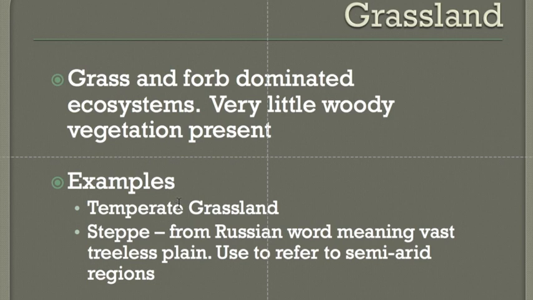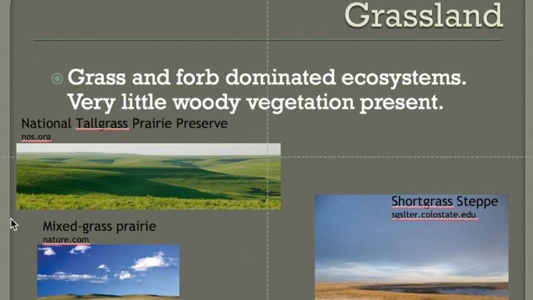The two examples I'm going to give you are a temperate grassland, which much of the grasslands we have in the US would be considered temperate grasslands, or we have the steppe, from the Russian word meaning vast treeless plain, which refers to semi-arid grasslands. So this is just a few pictures of the kind of dominant grassland types we have in the US.